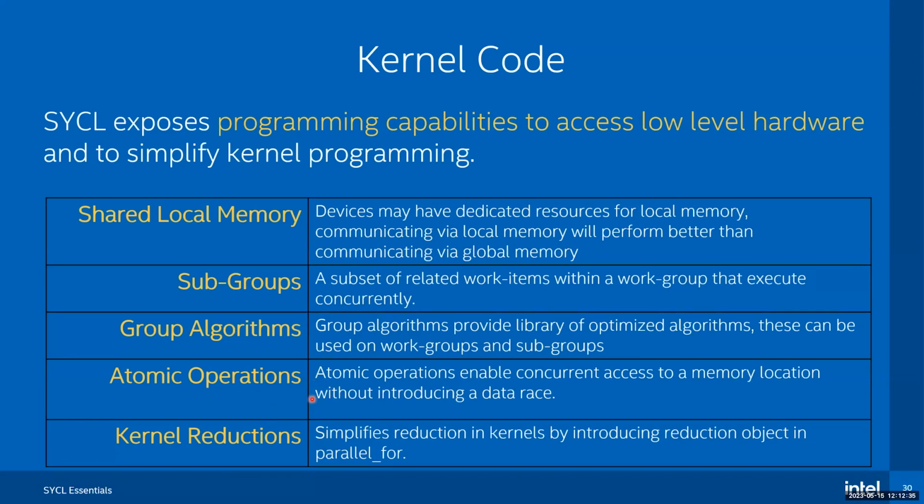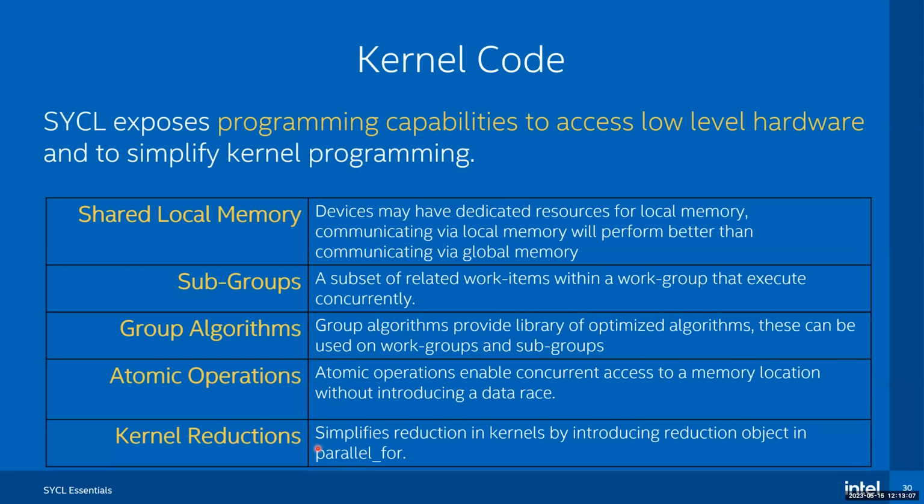And there are atomic operations, because you know that computations are parallelized. A lot of these work items that are executing can be updating the same memory, right? So that might run into race conditions. To avoid that, we have these atomic operations available. That's another topic. And then there are kernel reductions, right?